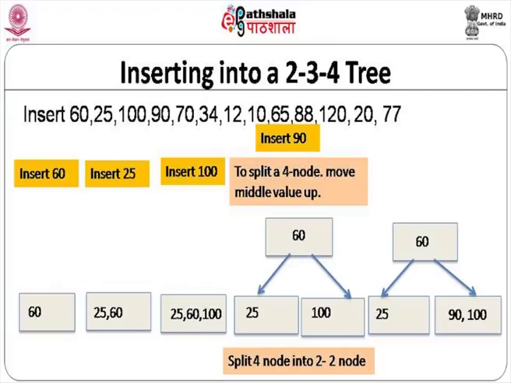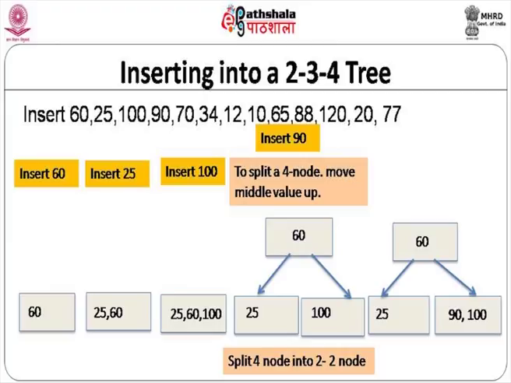First you insert 60, then you insert 25, finished, then you insert 100. So, up to now we have not violated any condition, we have 3 values in the leaf. Now, you insert 90. As soon as you see a 3 value node, to split a 4 node, move the middle value up. So, this is a 4 node, it has 3 values.